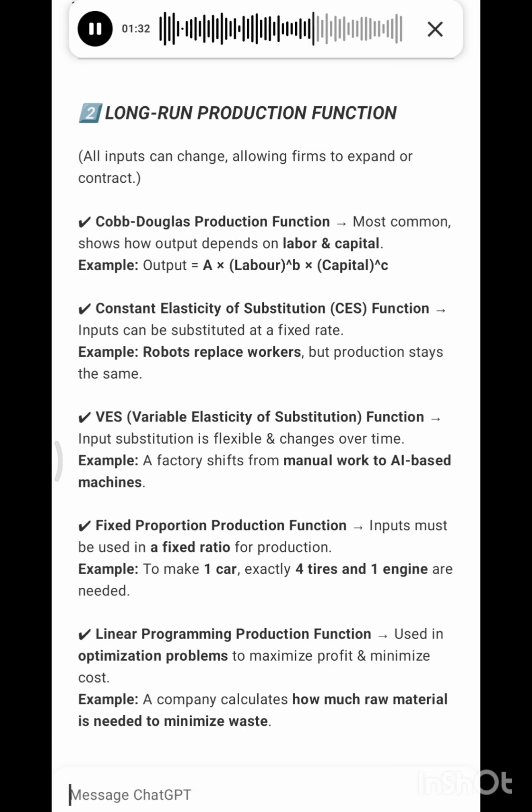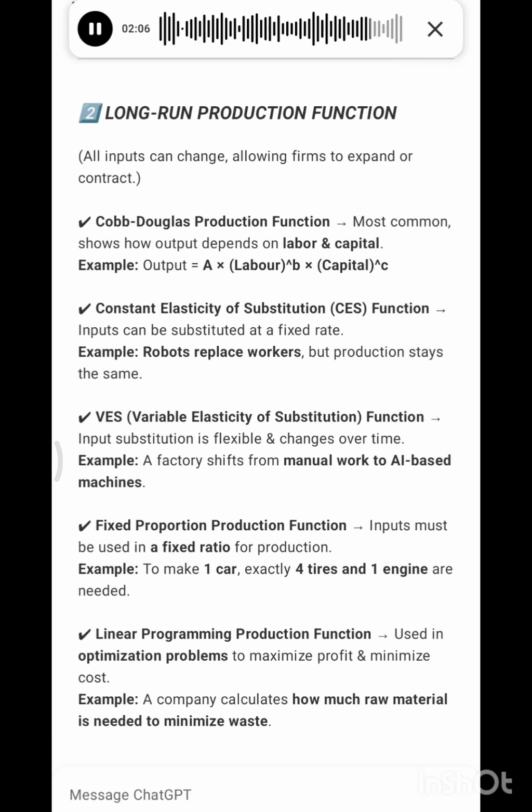VES, variable elasticity of substitution function. Input substitution is flexible and changes over time. Example, a factory shifts from manual work to AI-based machines. Fixed proportion production function. Inputs must be used in a fixed ratio for production. Example, to make one car, exactly 4 tires and 1 engine are needed. Linear programming production function, used in optimization problems to maximize profit and minimize cost. Example, a company calculates how much raw material is needed to minimize waste.